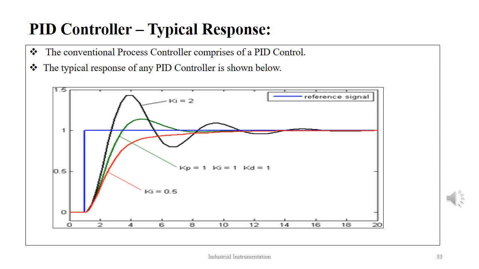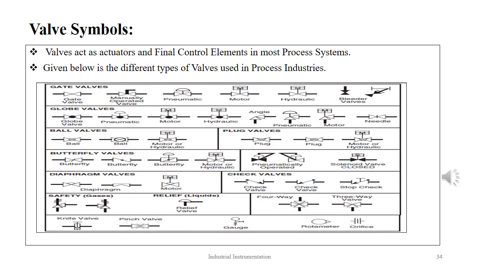Here in this picture, we see a very conventional response of a PID diagram, where Kp, Ki and Kd are the proportional gain, integral gain and the derivative gain. We'll come to these topics when we go into process control system in greater detail. The final control elements or actuators are an important part of the process control system. They are the elements on which the controller acts so that the measured variable can be in parity with the set point variable. Given below are different types of valves that are used in the process industry.